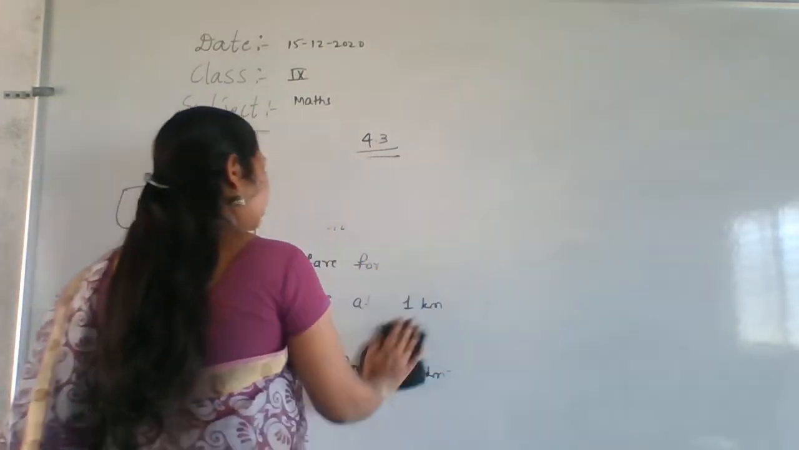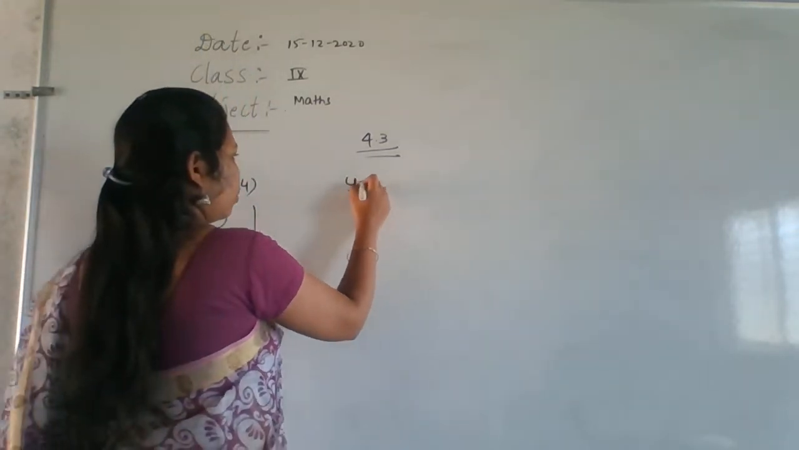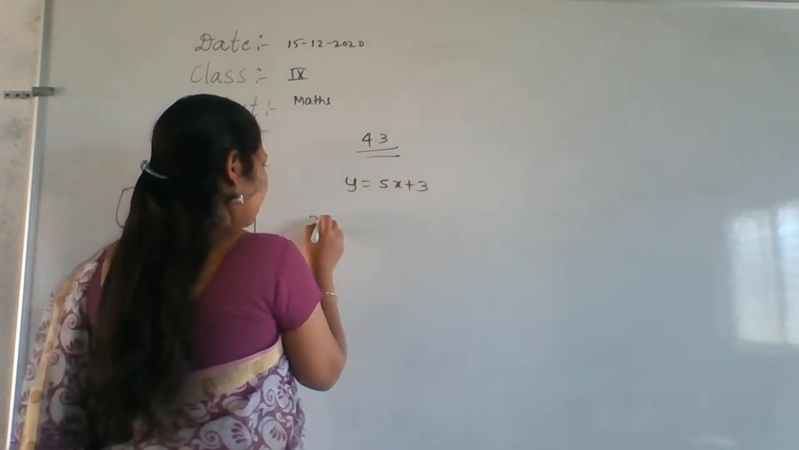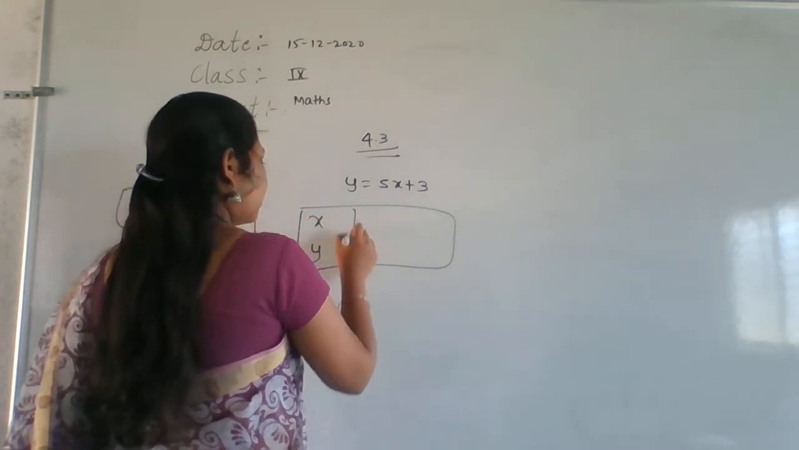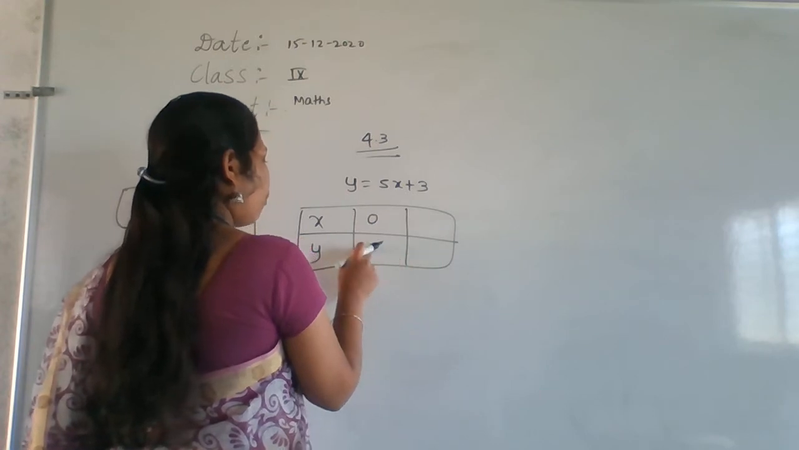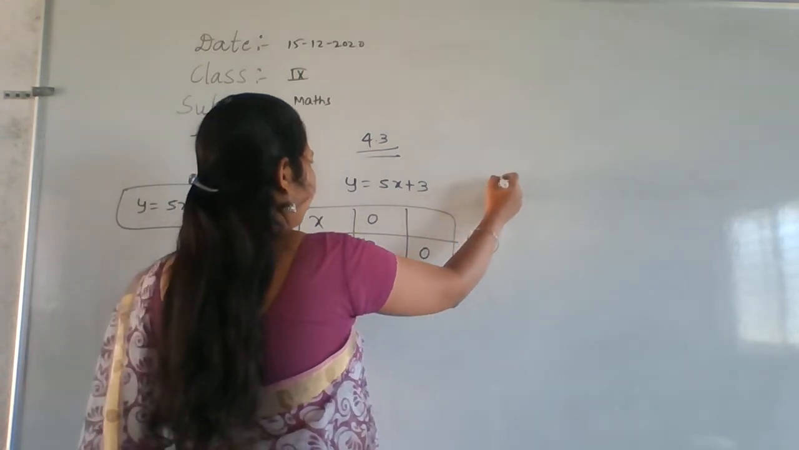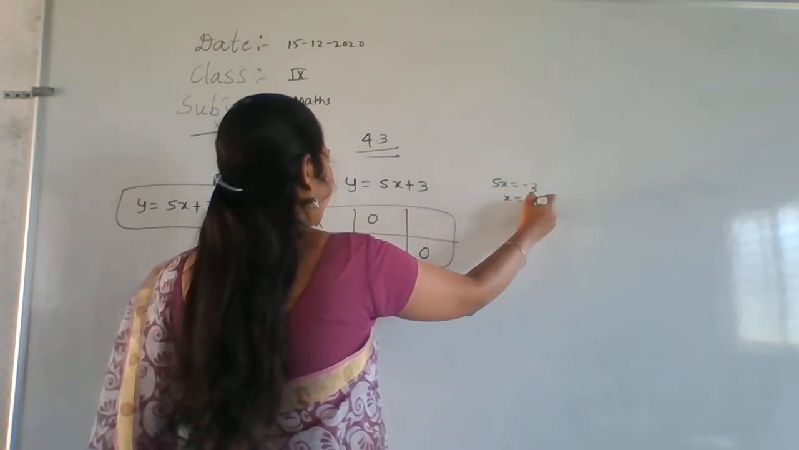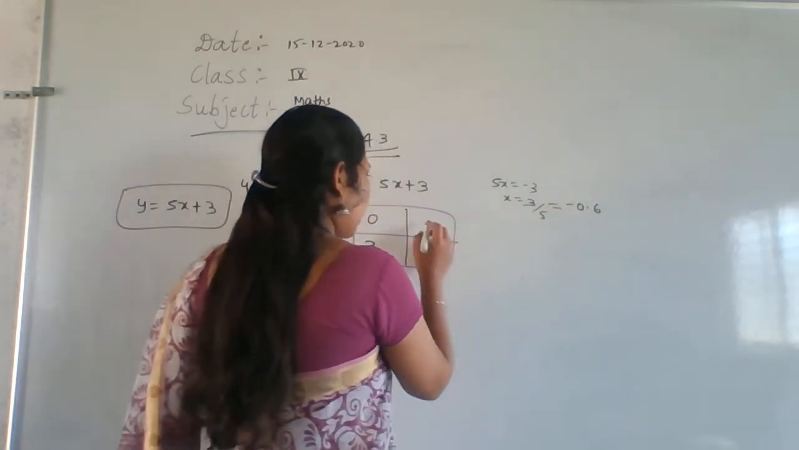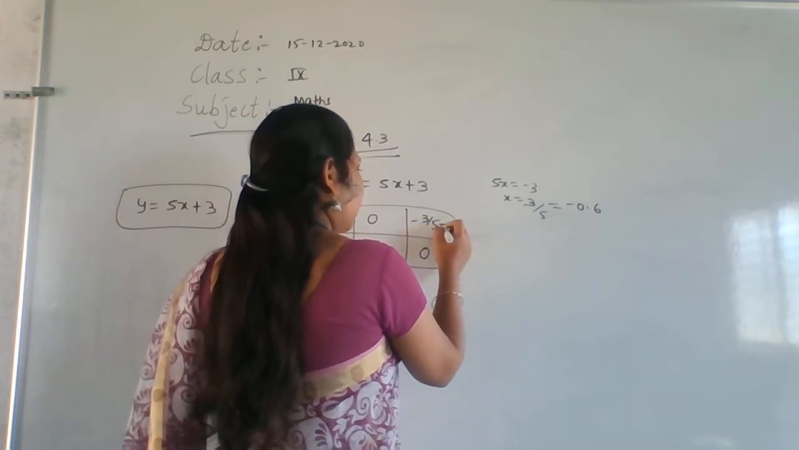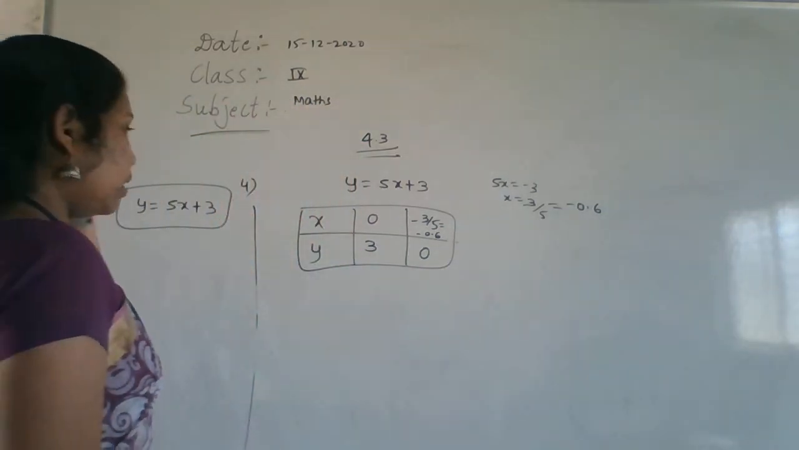So now draw the graph for y is equal to 5x plus 3. First write the points x, y here. If x is 0, what is the value of y? That is 3. If y is 0, then 5x is equal to minus 3, so x is equal to minus 3 by 5, which is minus 0.6. So now draw the graph.